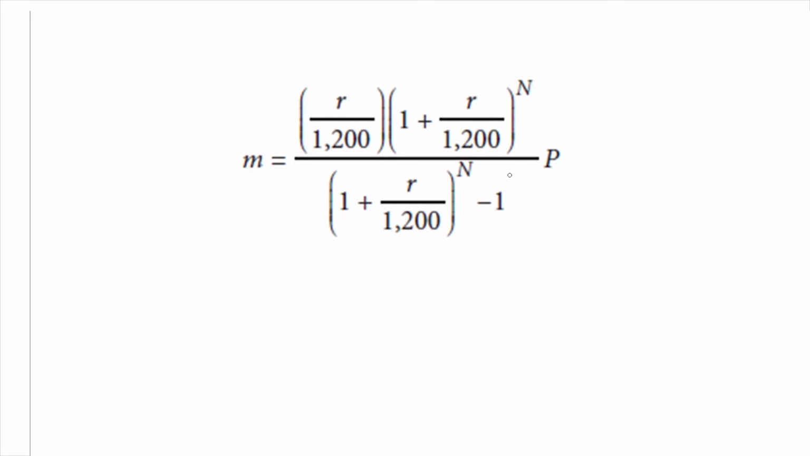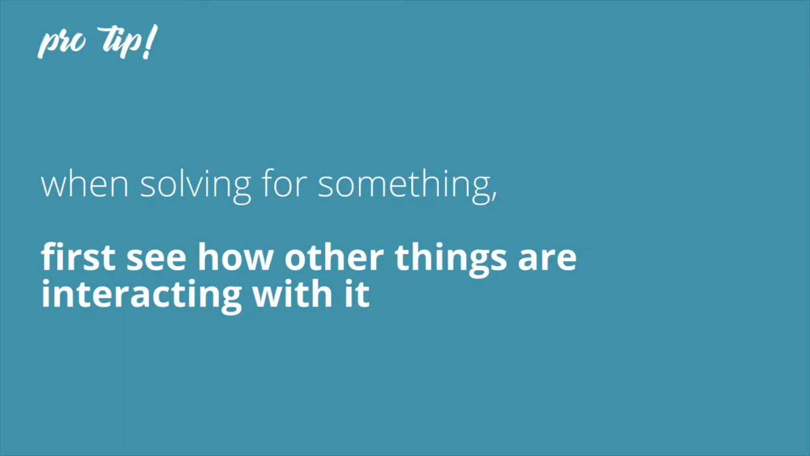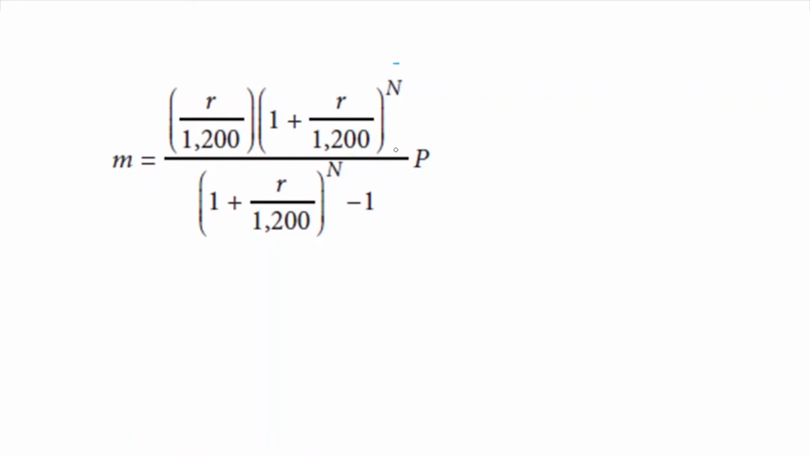Now that we know what we need to do, let's figure out how to actually get P by itself. This equation looks pretty gnarly, but getting P by itself is quite easy. It becomes easy when we focus on how this whole mess is interacting with the P. So, what exactly is interacting with P? It's not each of these individual pieces. It's really the whole group that's interacting with P.